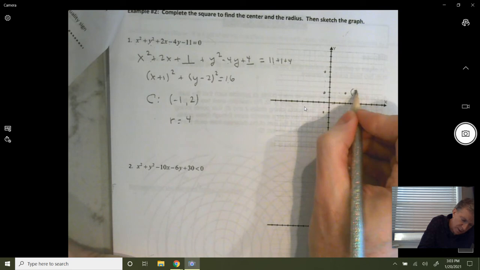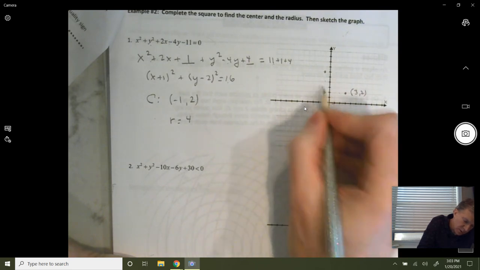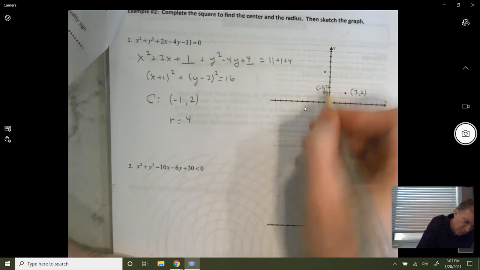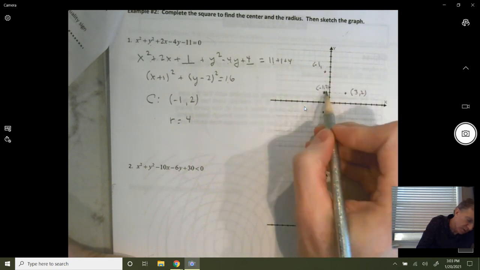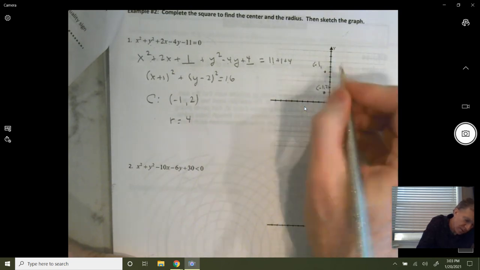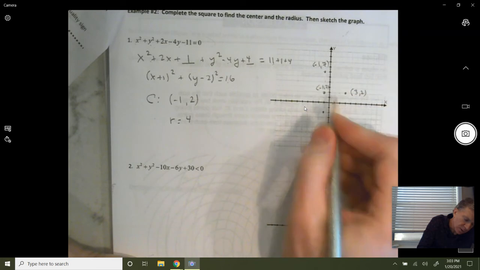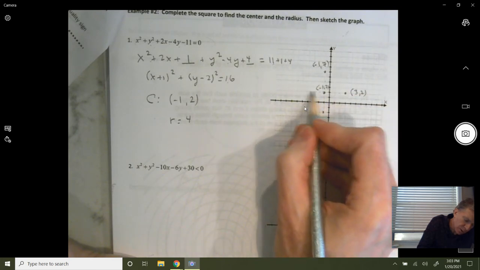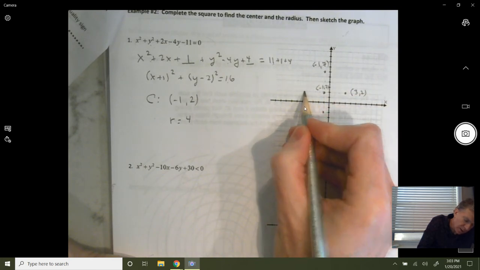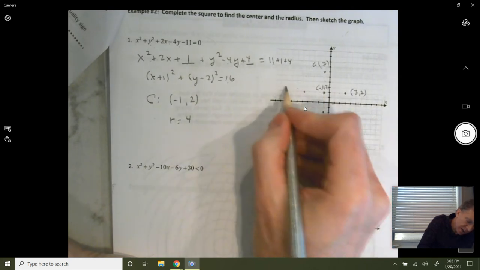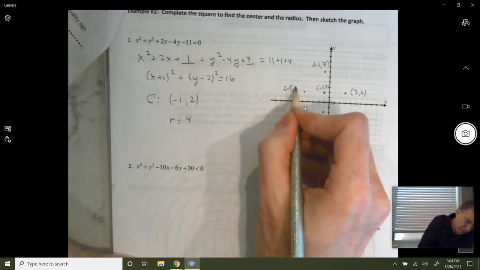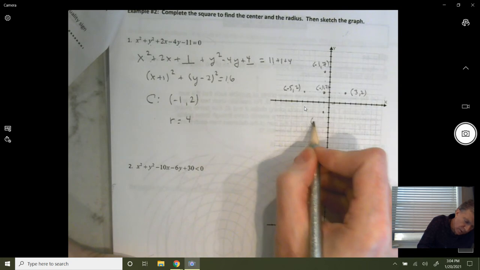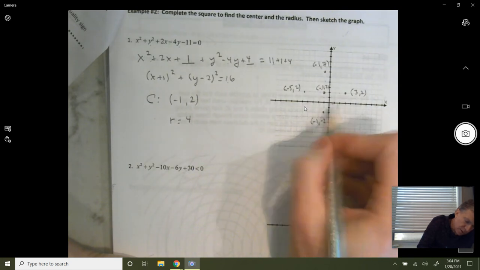That's going to be 3 comma 2. This point was negative 1 comma 2. This point's negative 1 comma, we're at 3. We went up 4, so 7. If I go left, 1, 2, 3, 4. So at negative 1, I go left, so I'm at negative 5 comma 2. And this point would be negative 1 comma negative 2. You can draw your circle.